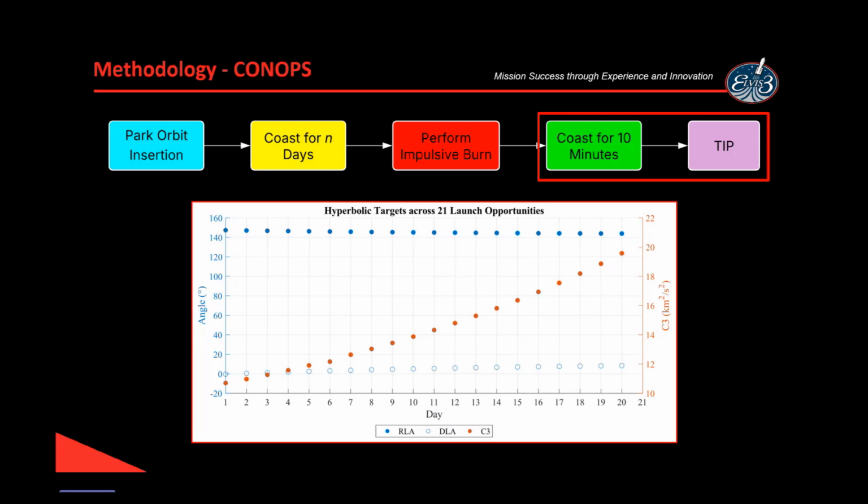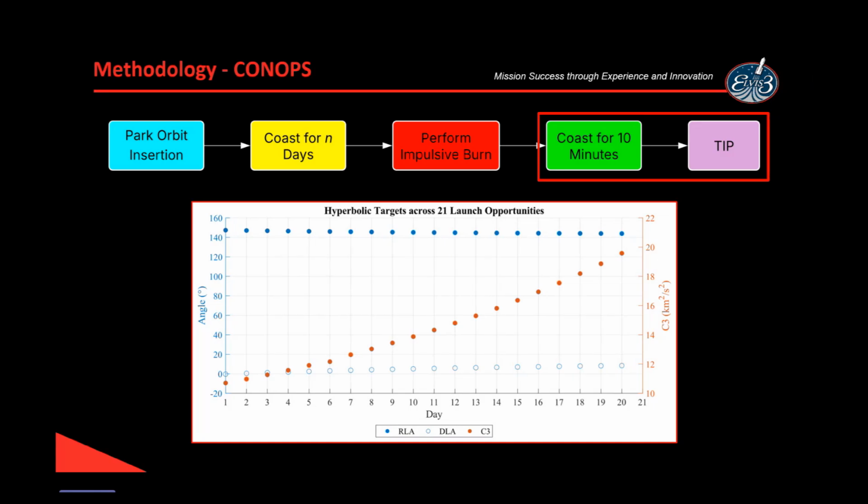Just because over time, the relative positions of Earth and Mars are changing, you're going to have a unique set of targets for each day in the opportunity. So RLA and DLA are the blue dots, and C3 is the rising red dot. For the most part, RLA and DLA are pretty stable. They do change a little bit. But C3, you can see, significantly changes over the opportunity, and that will also come into play later on.